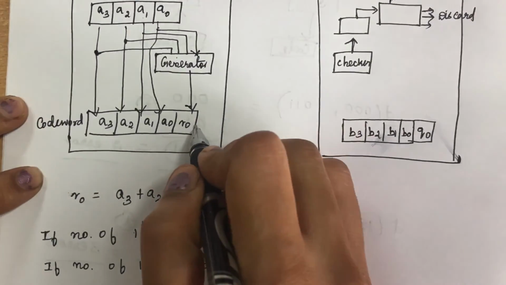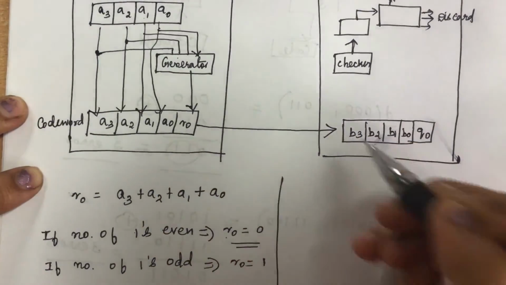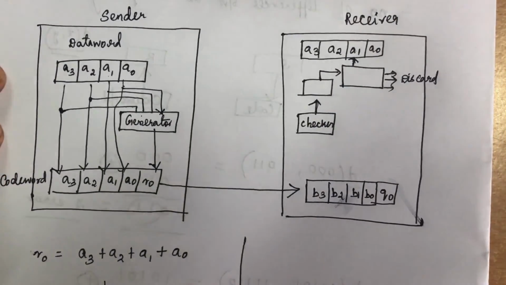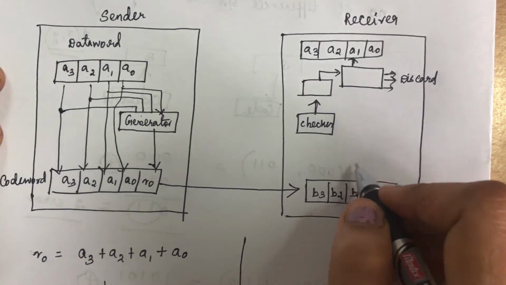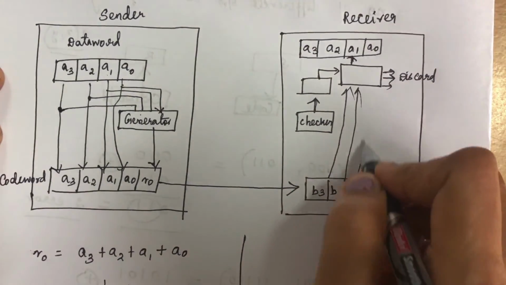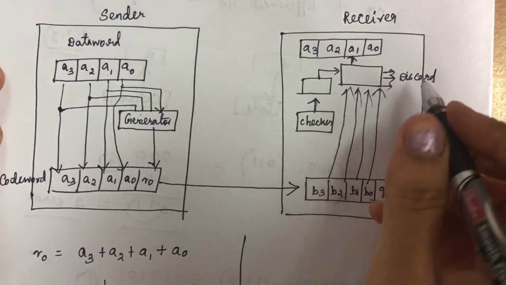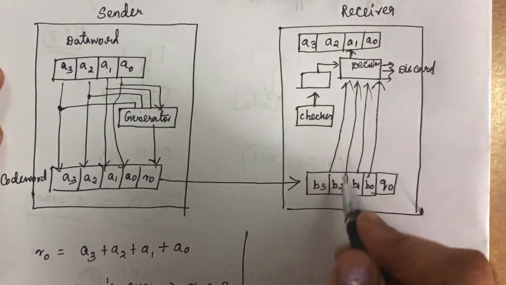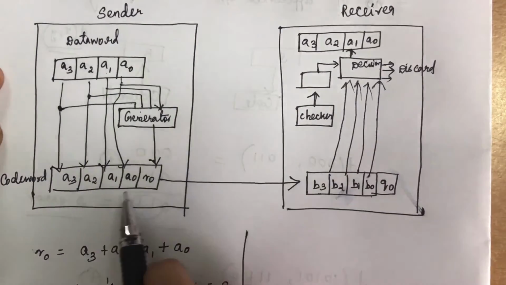This code word will be generated and sent through an unreliable transmission to the receiver side. On the receiver side, they take this data, and all this data will be given to this decision logic. So here we have a decision logic, with B3, B2, B1, B0.